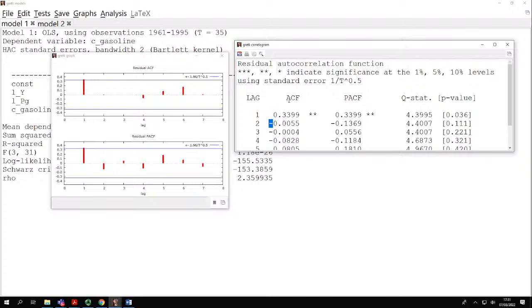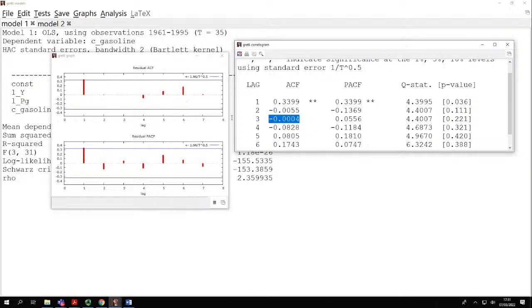Then I go on. At lag 3, it's even smaller. At lag number 6, I have 0.17, which is this red bar here. This is the estimated correlation between the residual at time t and the residual at time t minus 6. Now, you can see that these blue lines are kind of significance bars. If the red bar crosses the blue line, it means that the correlation is significant in the population. On the other hand, if the red bars do not cross the blue line, that correlation is not statistically significant in the population.